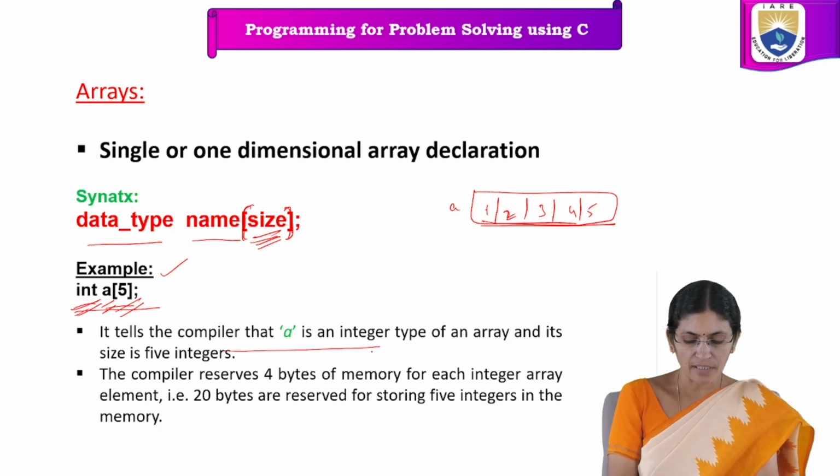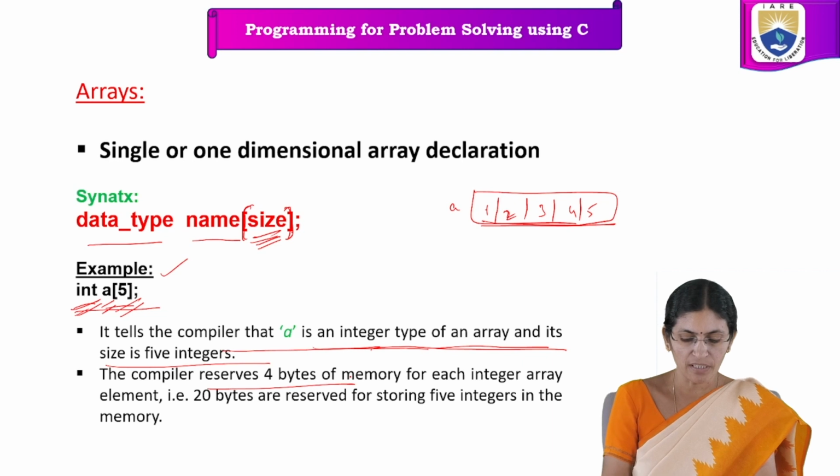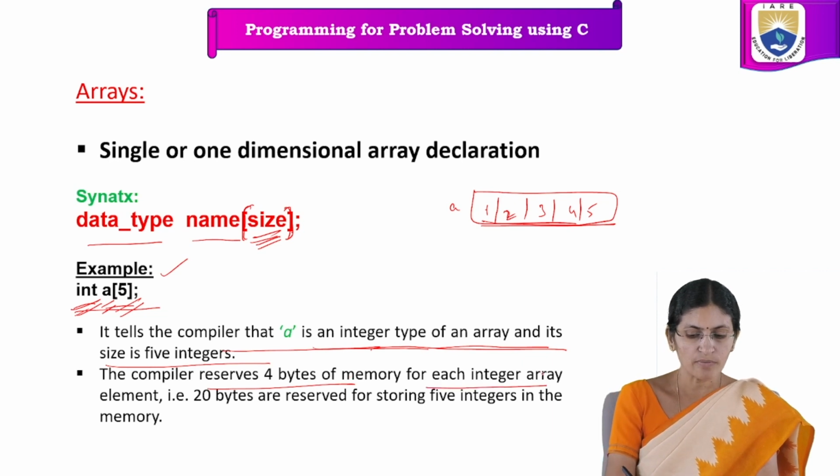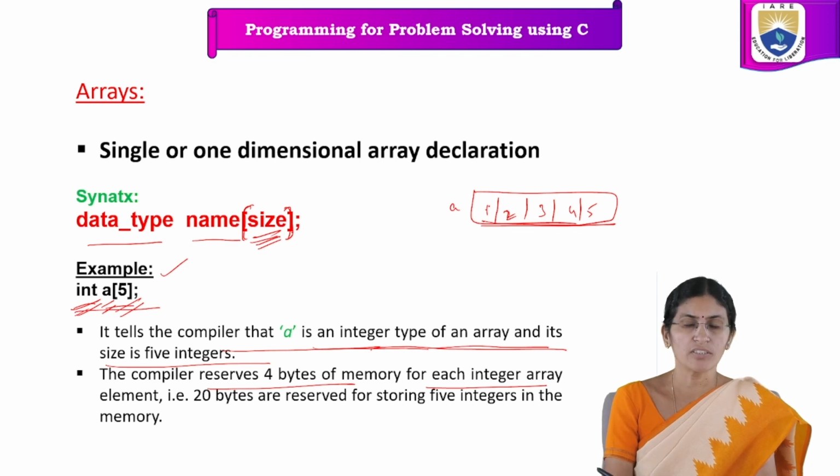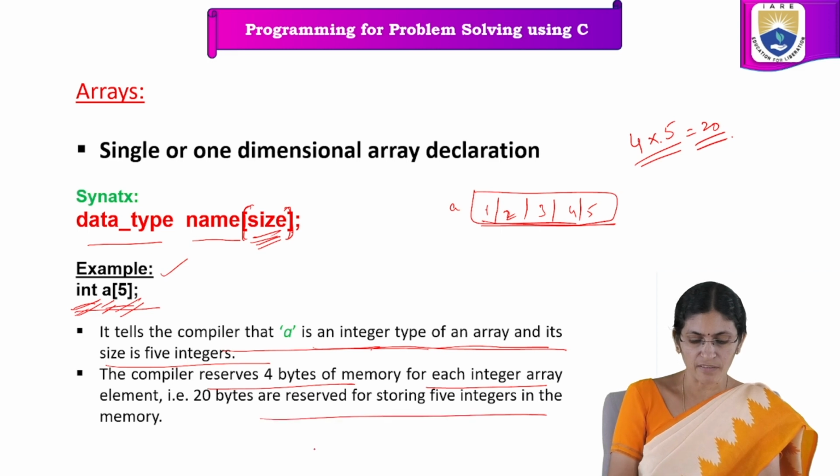It tells the compiler that a is an array of integer type and its size is 5 integers. The compiler reserves 4 bytes of memory for each integer. So how much memory is occupied? An integer occupies 4 bytes, multiplied by the size of the array, which is 5. So 4 into 5 is equal to 20. So 20 bytes are reserved for storing 5 integers in the memory.